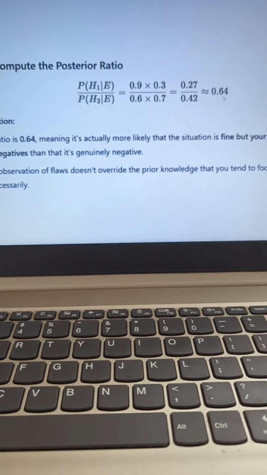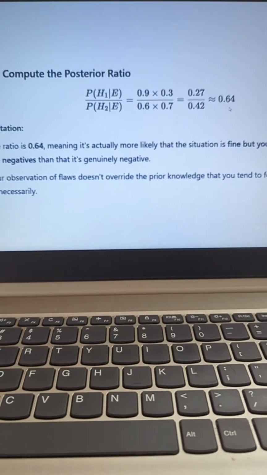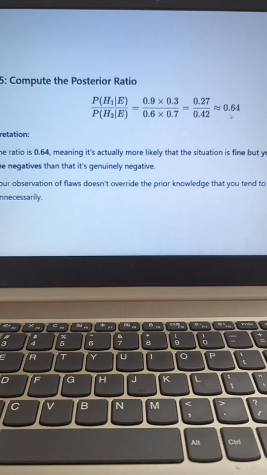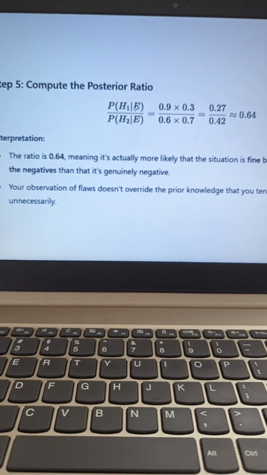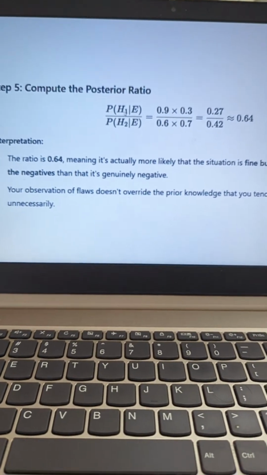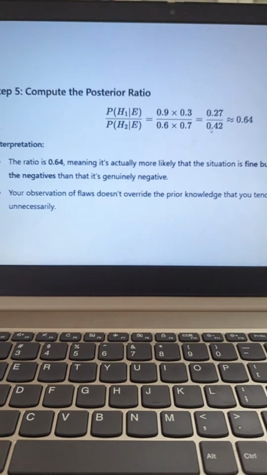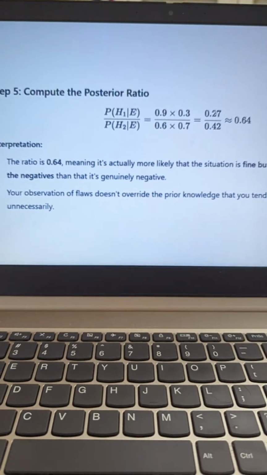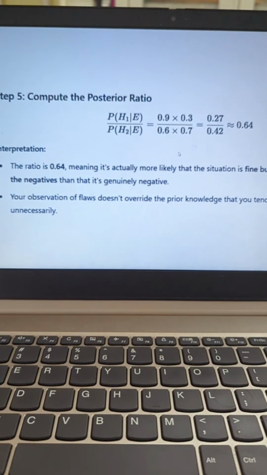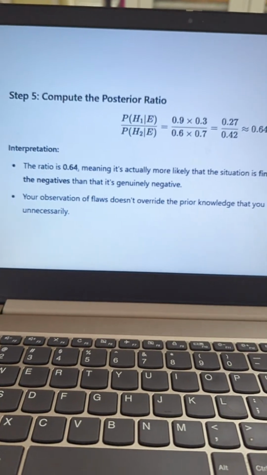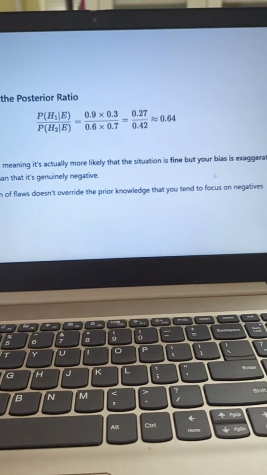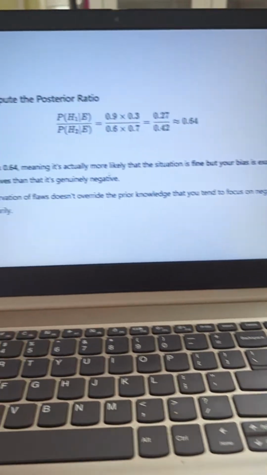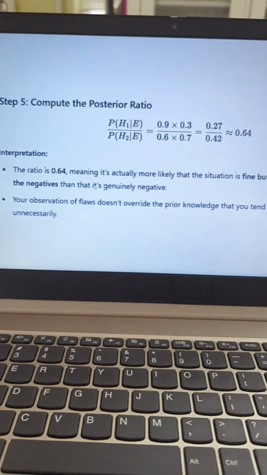We all are. So look, in this case, we have something that's less than 1. So what does that mean? It means that the probability of hypothesis 1 given the evidence is less likely. This one is more likely. Obviously, we can even just see that from here, but the ratio is 0.64, right? It means it's more likely that the situation is fine, but your bias is exaggerating the negatives, right?